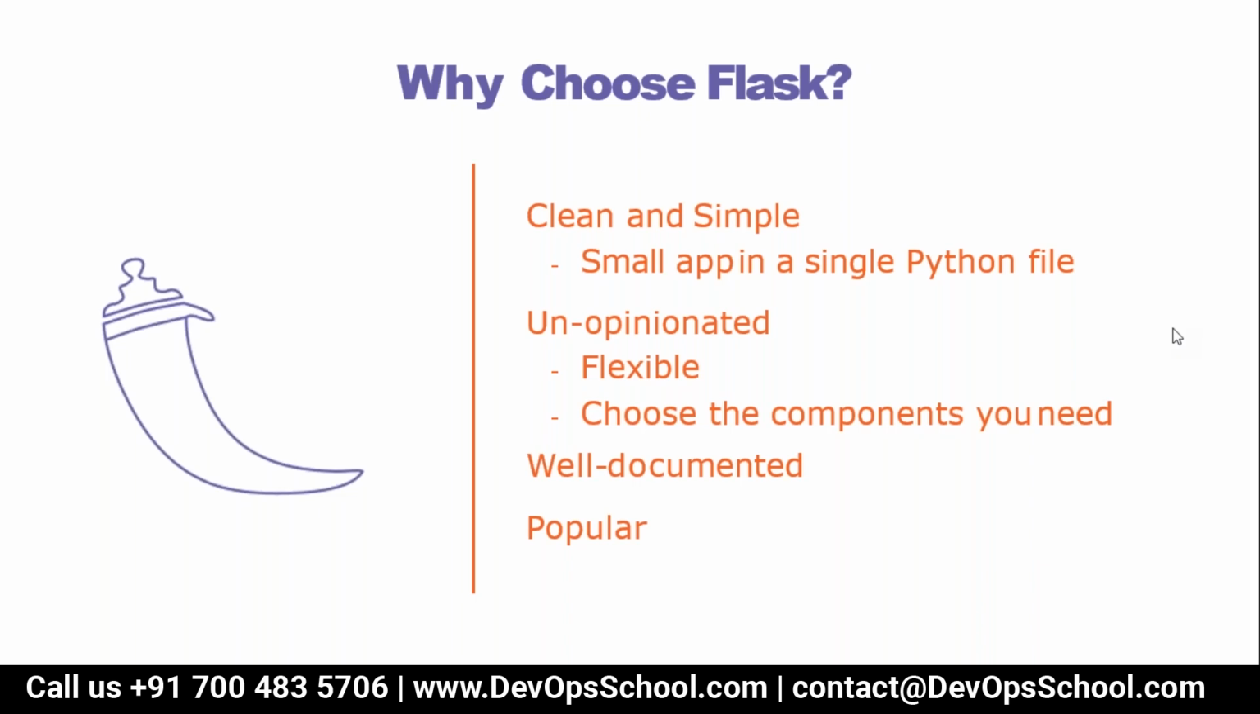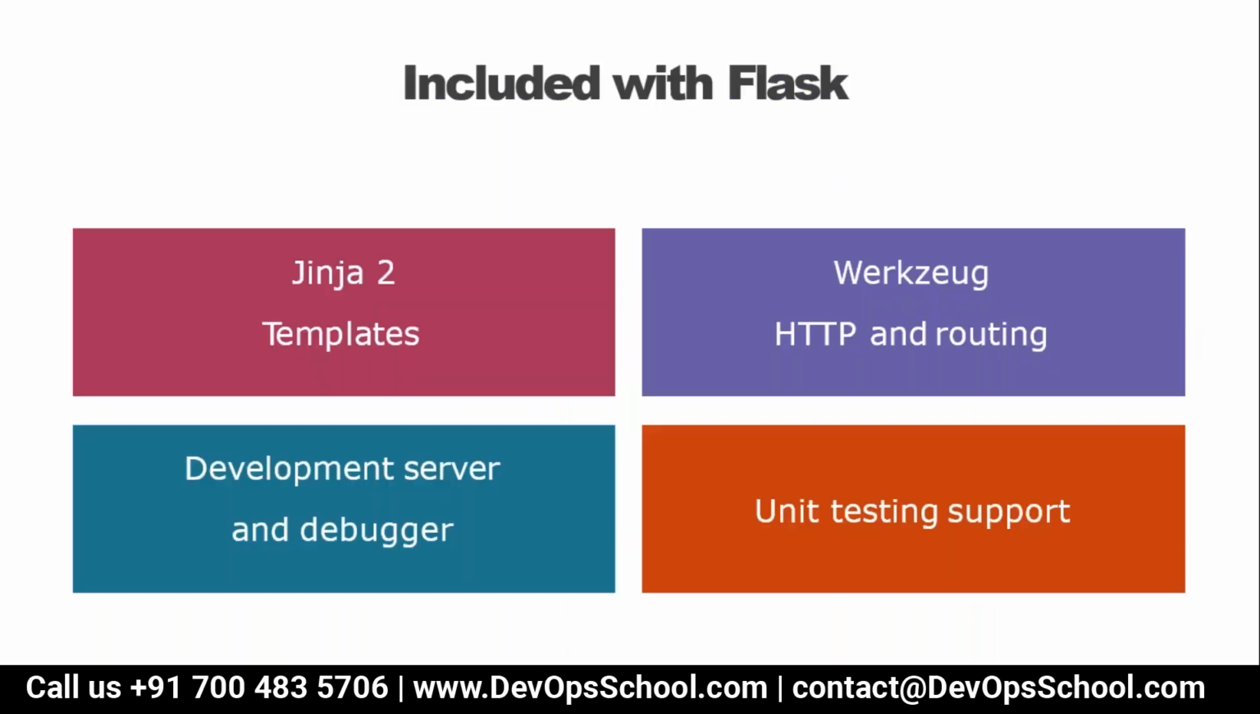It's flexible. You have so many components in Flask which you can choose and use. You don't want to use it, no problem. Lots of functionality has already been developed. You can reuse that code, well documented and popular. Now in terms of templating, you have Jinja2 templating, which is a Python templating concept which Flask also uses.